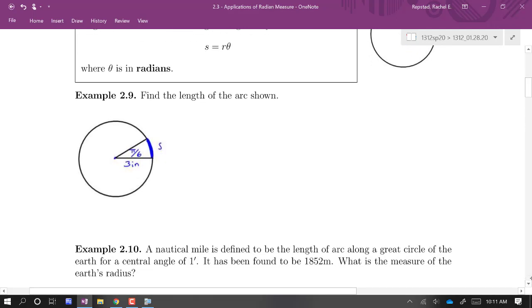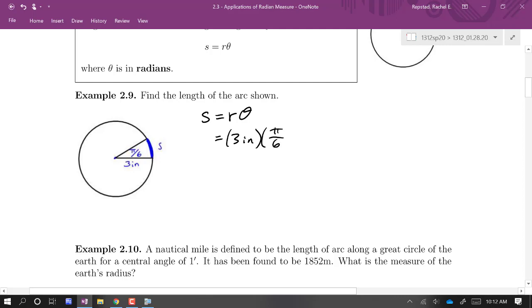So if I want the length of the arc here, the angle they gave us is pi/6 radians. The radius is 3 inches. So I'm just going to start. S is equal to r theta. R is 3 inches times pi/6 radians.